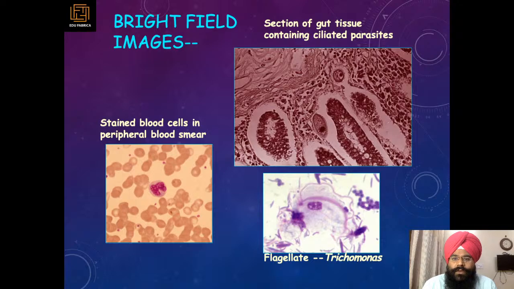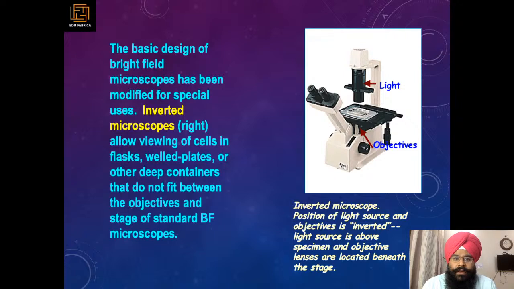Sections of the gut tissues containing ciliated parasites. The basic design of bright field microscopes has been modified for special uses. Inverted microscopes, on the right, allow viewing of the cells in the flask and well plates, the deep containers that do not fit under the objective lens. So this is how an inverted microscope looks.